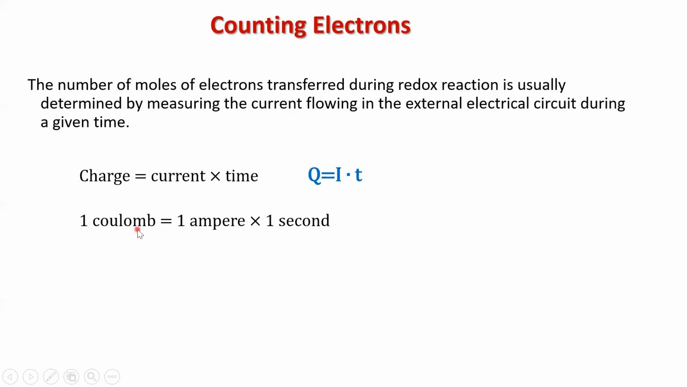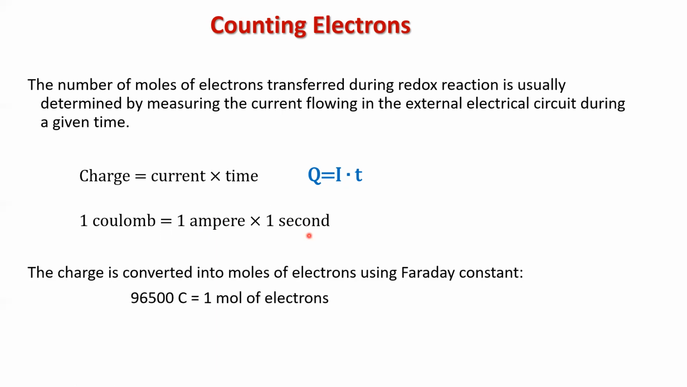When we talk about a coulomb, it is defined as 1 amp times 1 second, which means the same thing. And charge is converted to moles of electrons with Faraday's constant. This was written before as 9.65 times 10 to the fourth. This time it's just written out as 96,500 coulombs. It can be written either way. It equals 1 mole of electrons.